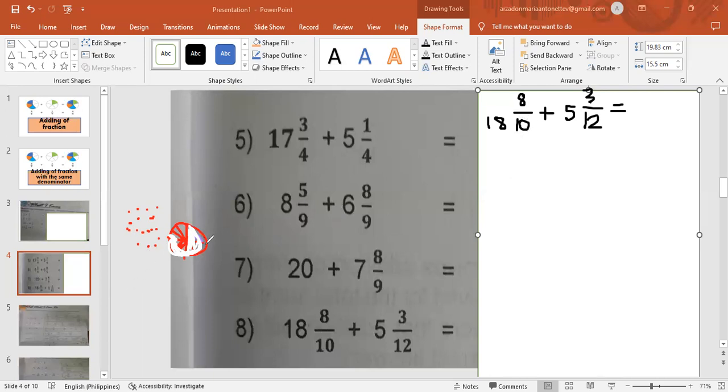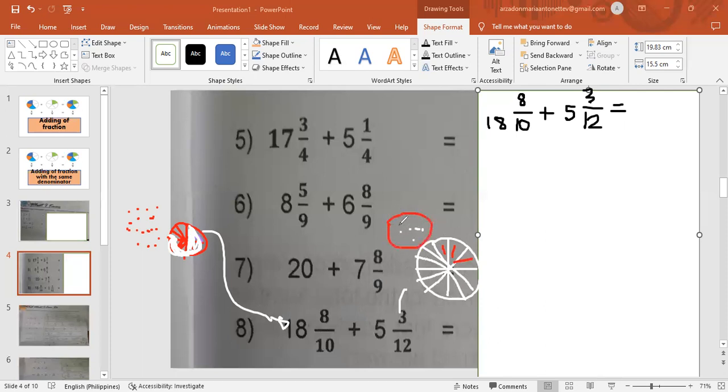How about 5? That is for this. Now, how about 5 and 3 12? You have 1, 2, 3, 4, 5 pizza, and one of the pizza has 12 parts. Okay, we have 12 parts. 1, 2, 3, 4, 5, 6, 7, 8, 9, 10, 11, 12. But only 3 are shaded. 1, 2, and 3. So it's not also complete.